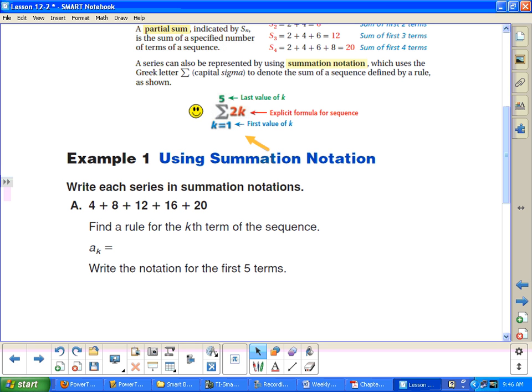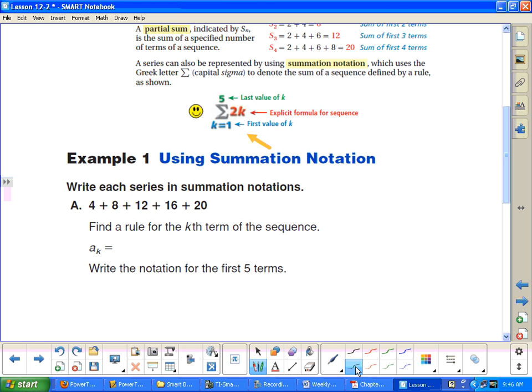Using summation notation, this first example says write each series in summation notation. So what we need to do is find our starting value, our ending value, and most importantly, our explicit function, our explicit formula. One of the things that I put on the video for yesterday that I would like you to think about doing is making a table. It's the easiest way to find the explicit rule for the most part.